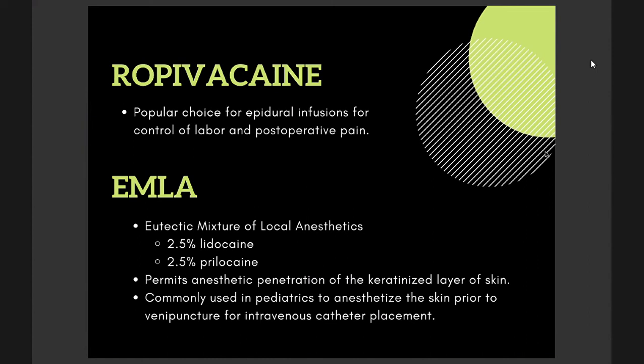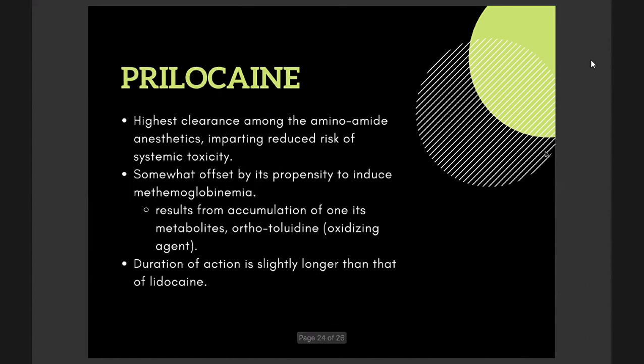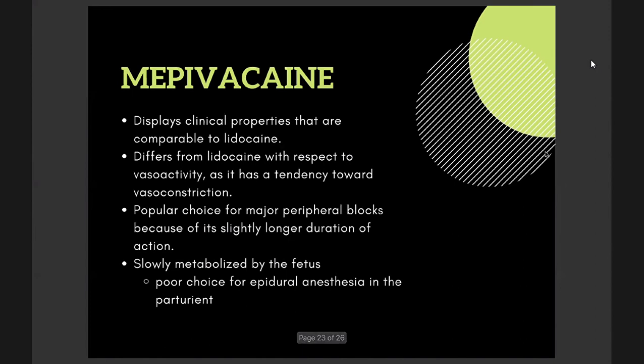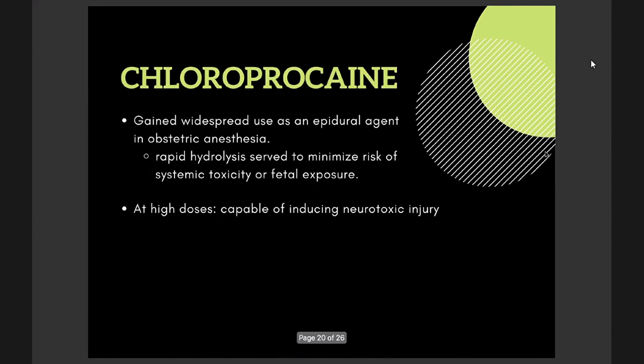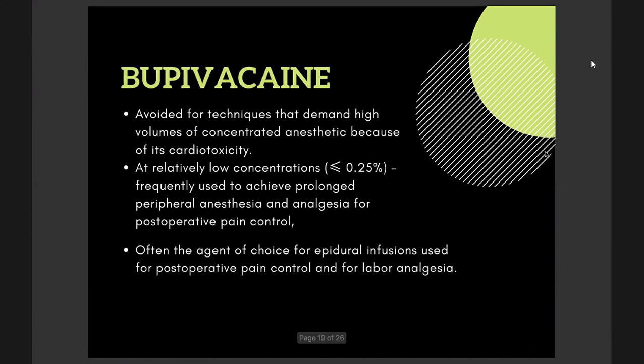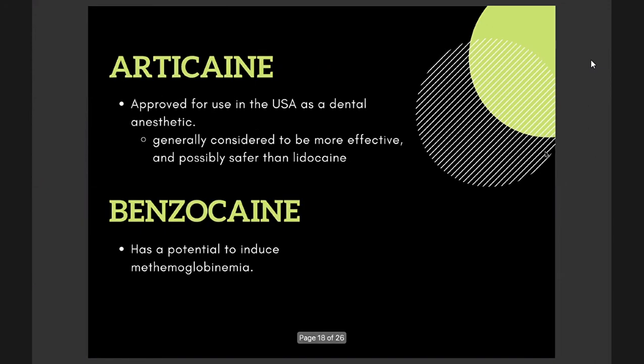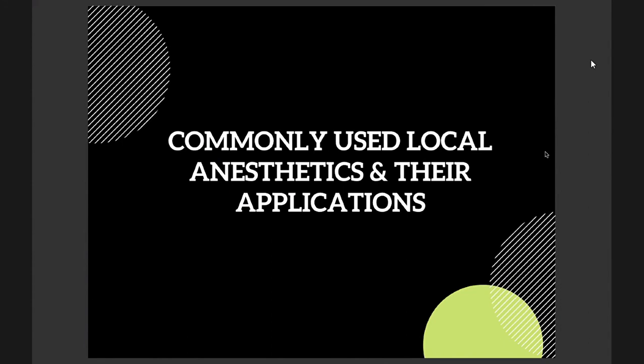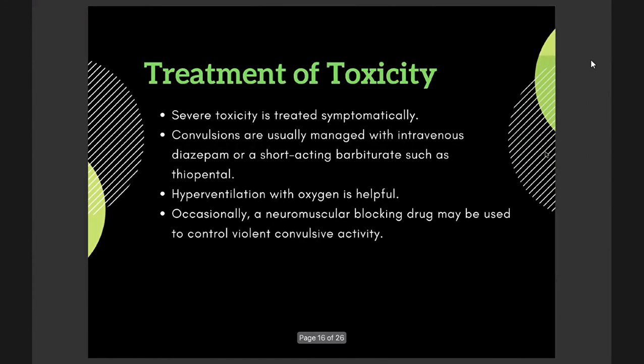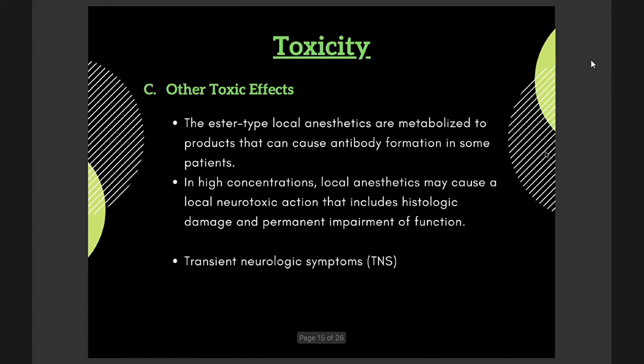In our diagram of the local anesthetic molecule, you have an aromatic benzene ring, which is the head portion of your local anesthetic, the lipid soluble portion, while the hydrophilic portion is the amine group of your local anesthetic.